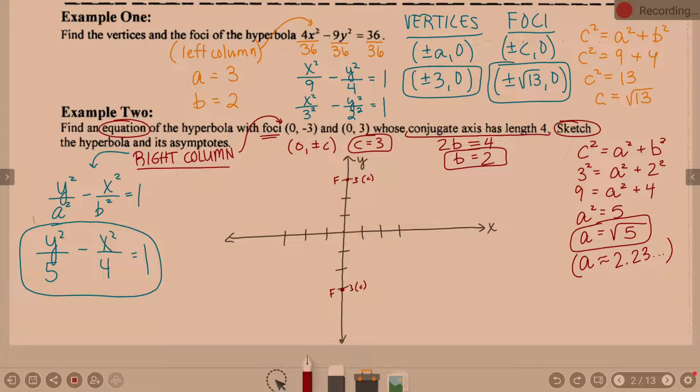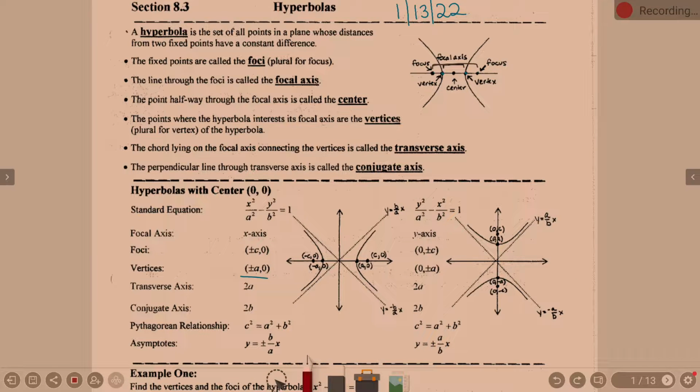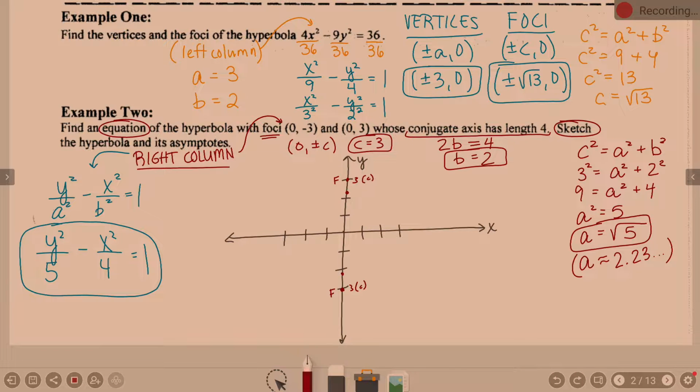So I'm going to go up 2.23, and I'm going to go down 2.23. If I go back and show you on this picture here, there's A, there's negative A, just like here's C, and here's negative C. Okay? So right here, these are going to be my vertices. It was that 2.23, and it's also important to know that those are my A values.